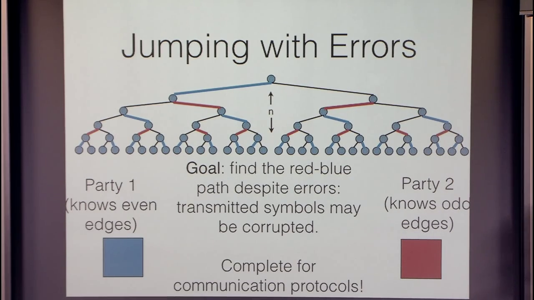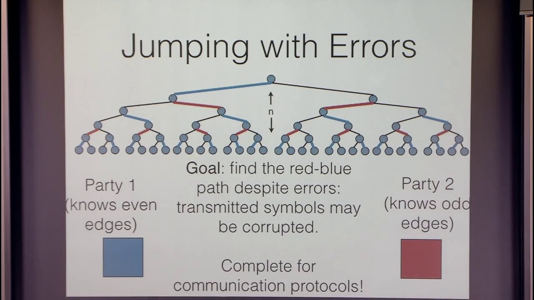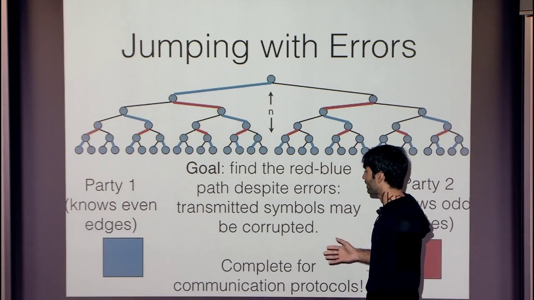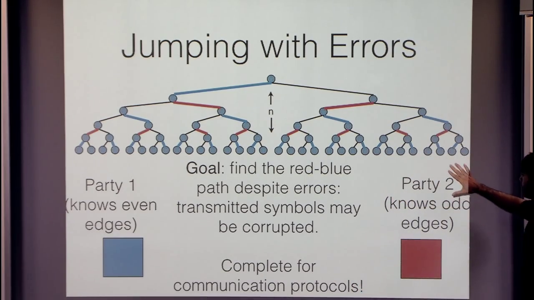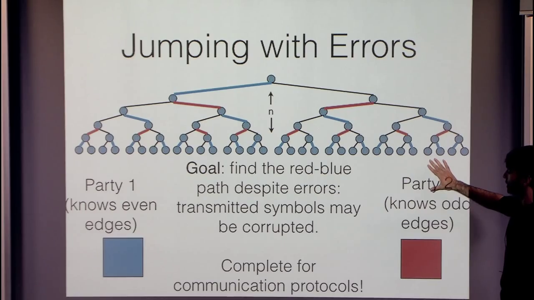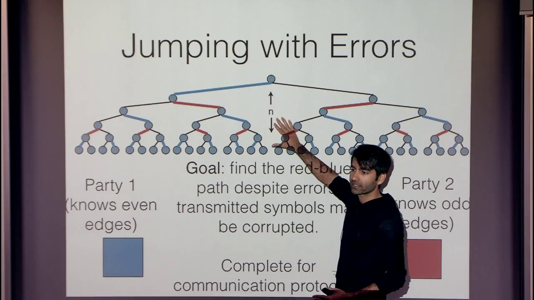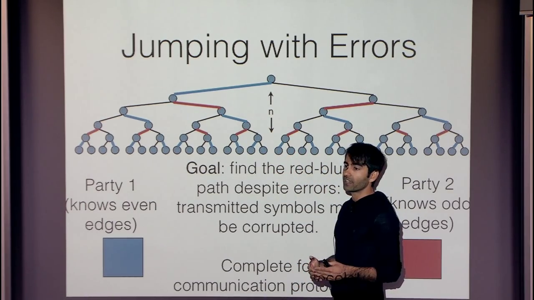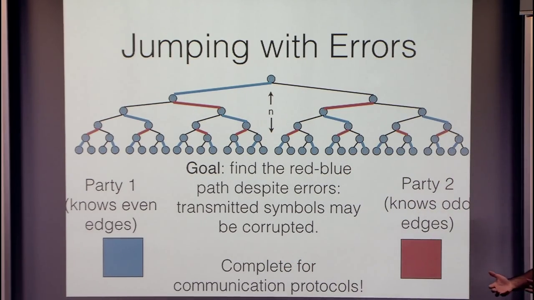Can you make an explicit statement in what sense this is complete? It's complete in the sense that, ignoring parameters, if you can figure out how to solve this problem with, say, communication order n and some error rate, then that means that you can take any protocol whose communication is n and simulate it by another protocol with communication order n, even in the presence of some fraction of errors.